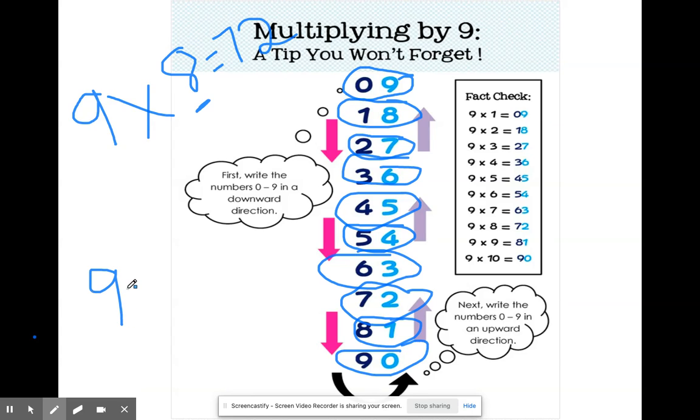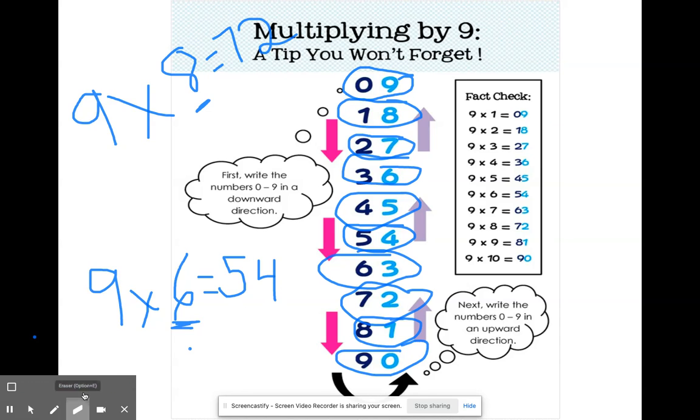Let's do that for another problem. Let's do that for 9 times 6. We look at the factor that's not 9, and we take 1 away from it. That's 5. Now we just think to ourselves, what plus 5 equals 9? I know, 4.